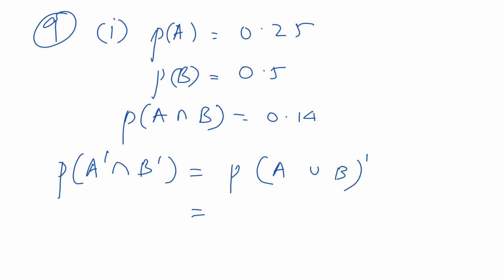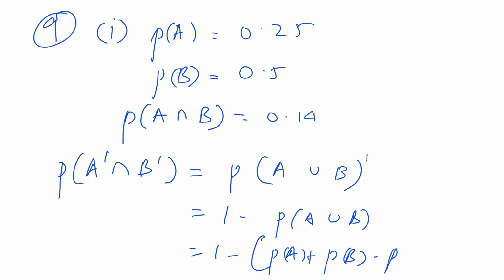P of A union B complement is 1 minus P of A union B, which is 1 minus P of A plus P of B minus P of A intersection B. We have all the three values. We can put all the three values and get the required answer. Okay. Sub question 2.